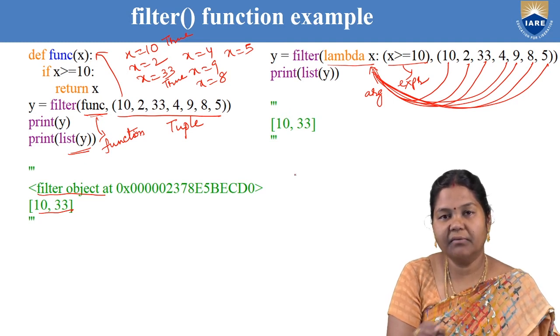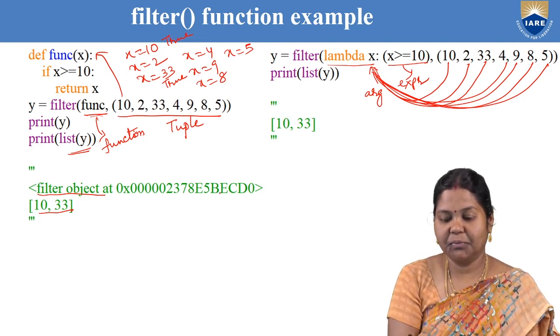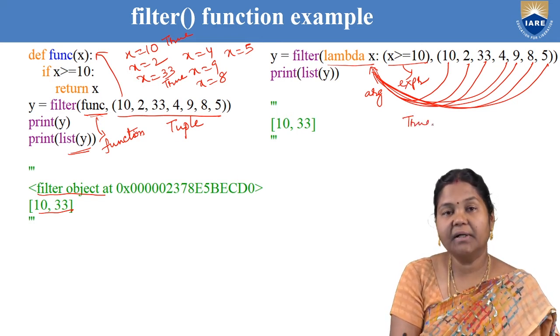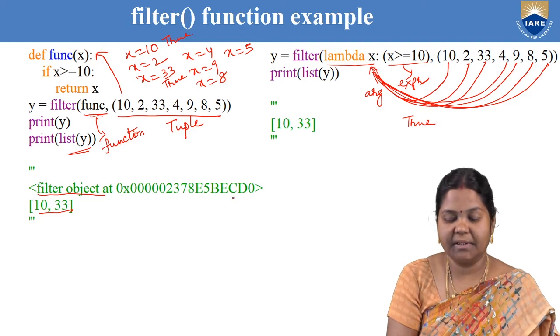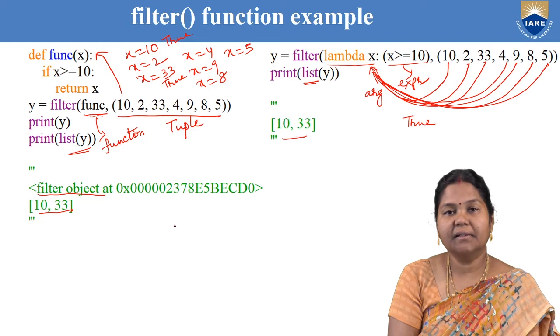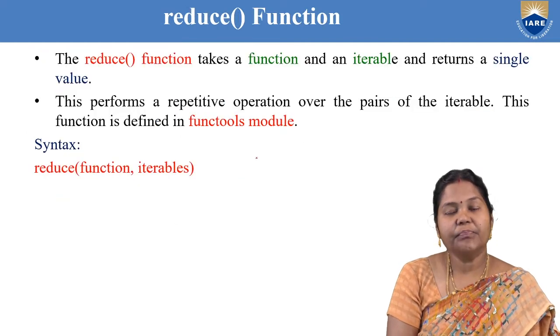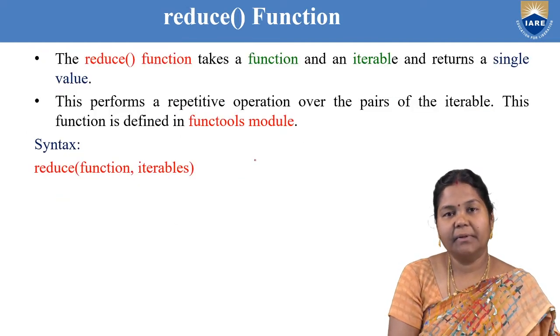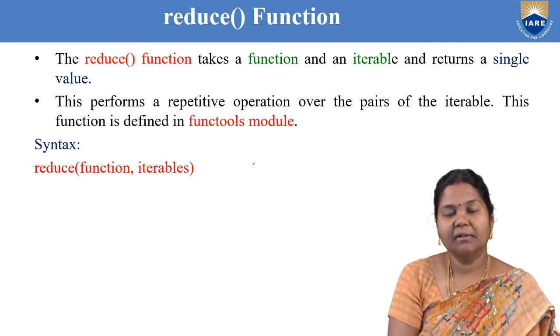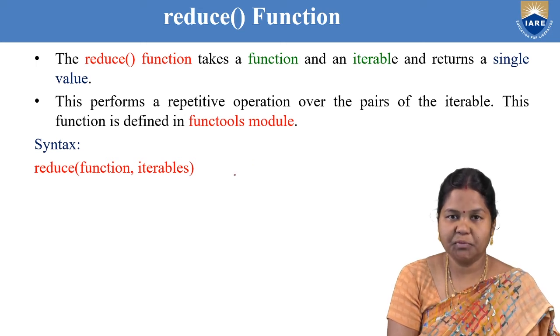So for each and every argument x, if x is greater than or equal to 10, if this expression is true, then it will filter out those elements. Finally it will store them into a list, and then the result is displayed. Now, so far we have learned the map function and the filter function. Let us see one more function associated with functional programming, that is called the reduce function.